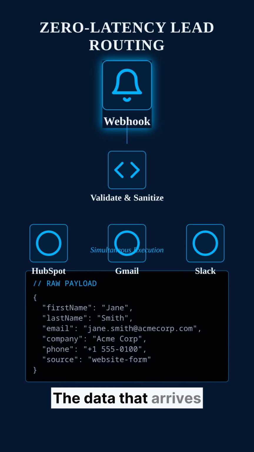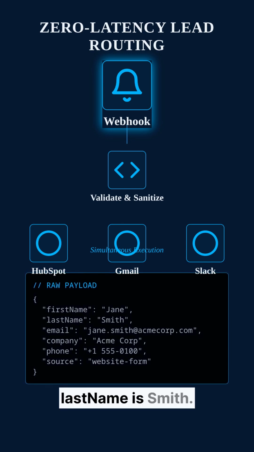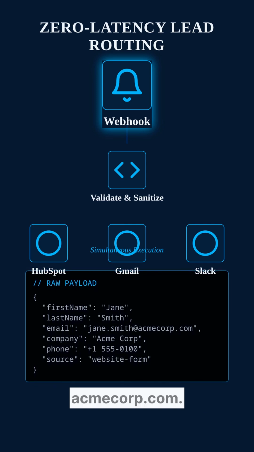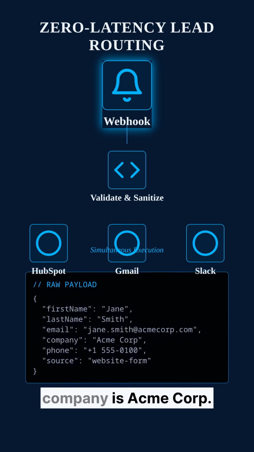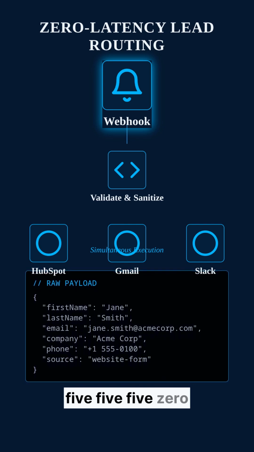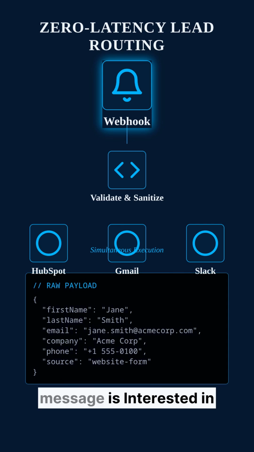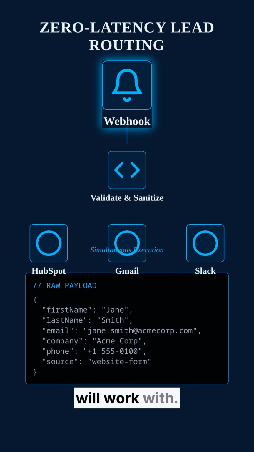The data that arrives looks like this. First name is Jane. Last name is Smith. Email is jane.smith@acmecorp.com. Company is Acme Corp. Phone is +1 555 100. Source is website-form. Message is interested in AI automation. That is your raw payload. That is what every node after this one will work with.